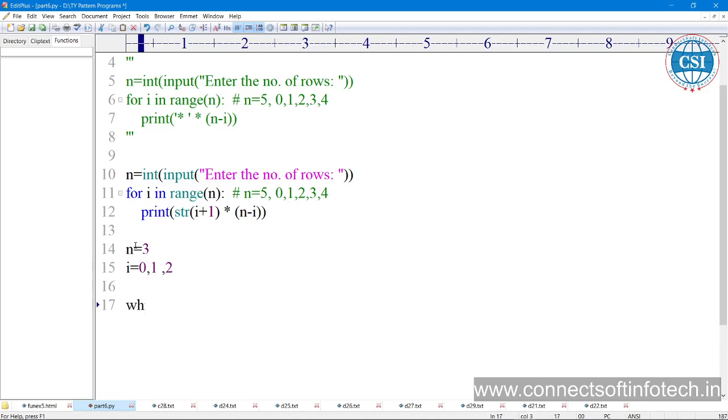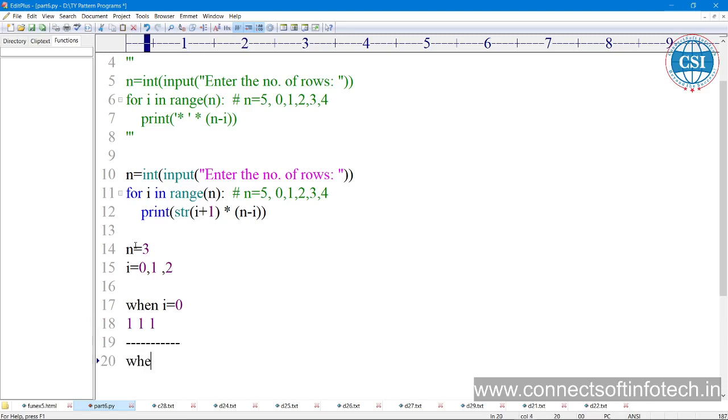Now when i is equal to 0, what is going to be printed? str of i plus 1, that is 0 plus 1, so 1 will be printed. How many times? n minus i times. n is 3, so 3 minus 0 is 3. 3 times. Perfect.